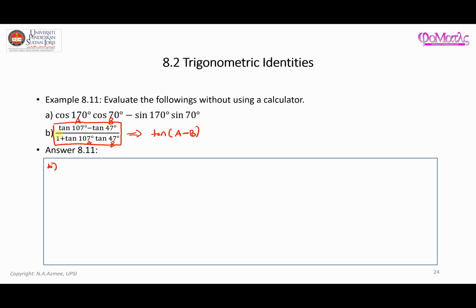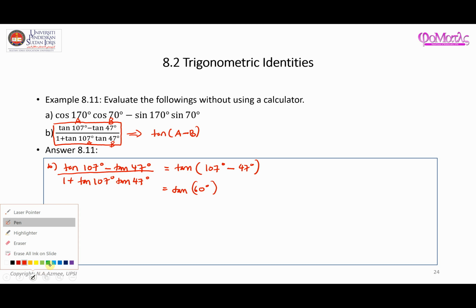Therefore what we can do is simplify this complicated expression into something simpler. So I'm going to write down tangent 107 degrees minus tangent 47 degrees over 1 plus tangent 107 degrees multiplied with tangent 47 degrees. This is just equal to tangent of 107 degrees minus 47 degrees. And based on that, you will get that the answer is tangent 60 degrees. And again, we can sketch the position of 60 degrees.